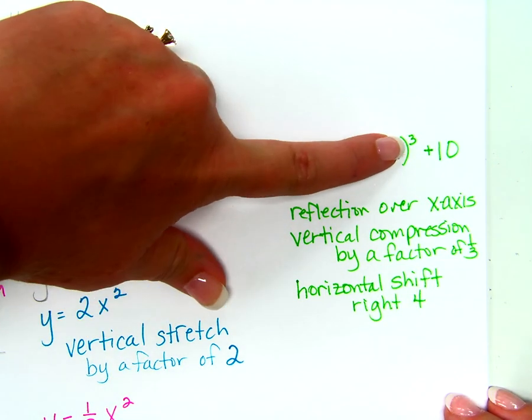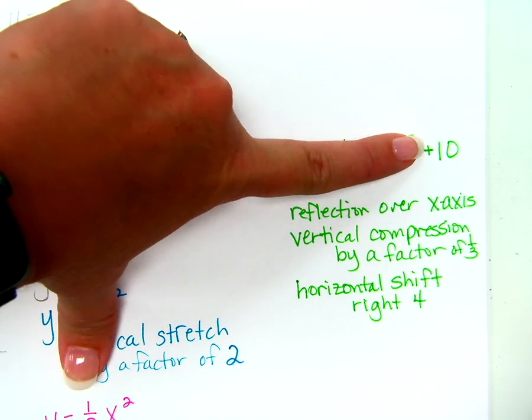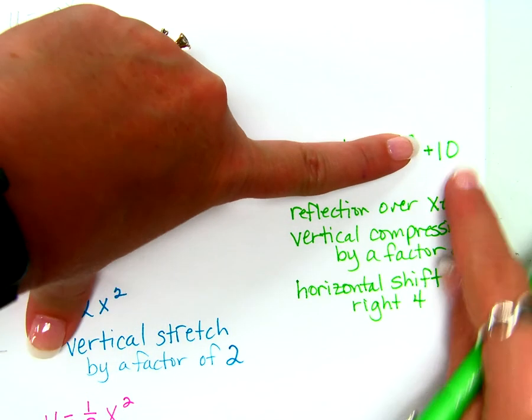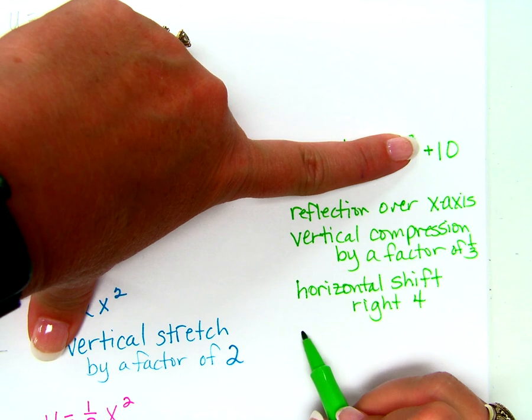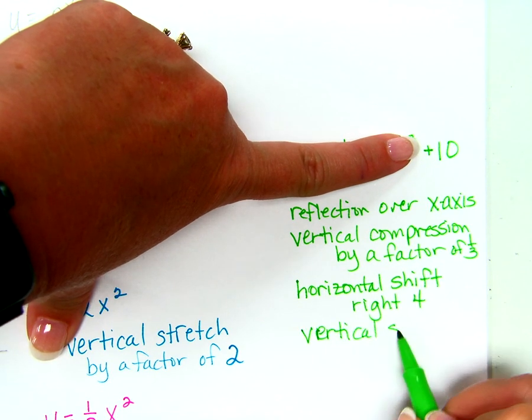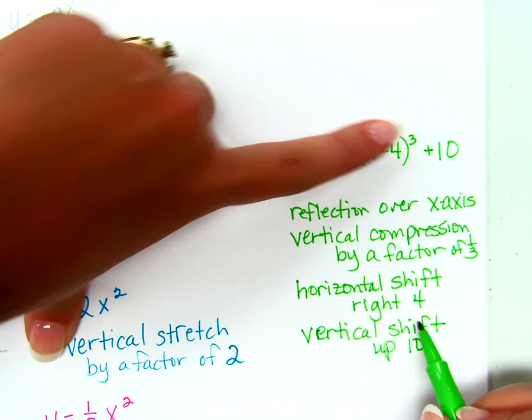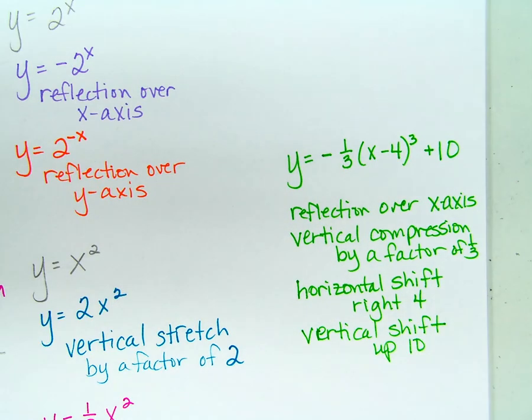What does this 3 do? Oh, good. It makes a shape, so I don't even mess with it, do I? And then I have plus 10, which is outside. So it is a vertical shift up 10. Done. You just did the hardest one. All the rest of them in your homework are easier than that. Any questions?